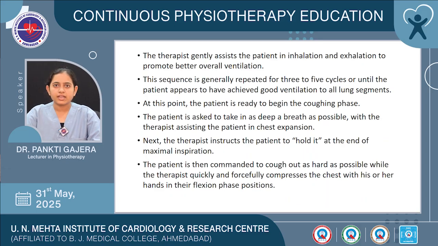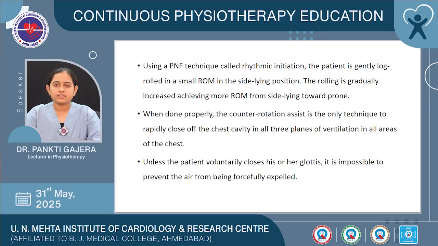The patient is asked to take in as deep a breath as possible, with the therapist assisting in chest expansion. Next, the therapist instructs the patient to hold it at the end of maximal inspiration. The patient is then commanded to cough out as hard as possible while the therapist quickly and forcefully compresses the chest with his or her hands in their flexion phase position. Using a PNF technique called rhythmic initiation, the patient is gently log rolled in a small range of motion in the sidelying position. The rolling is gradually increased, achieving more range of motion from sidelying towards prone.